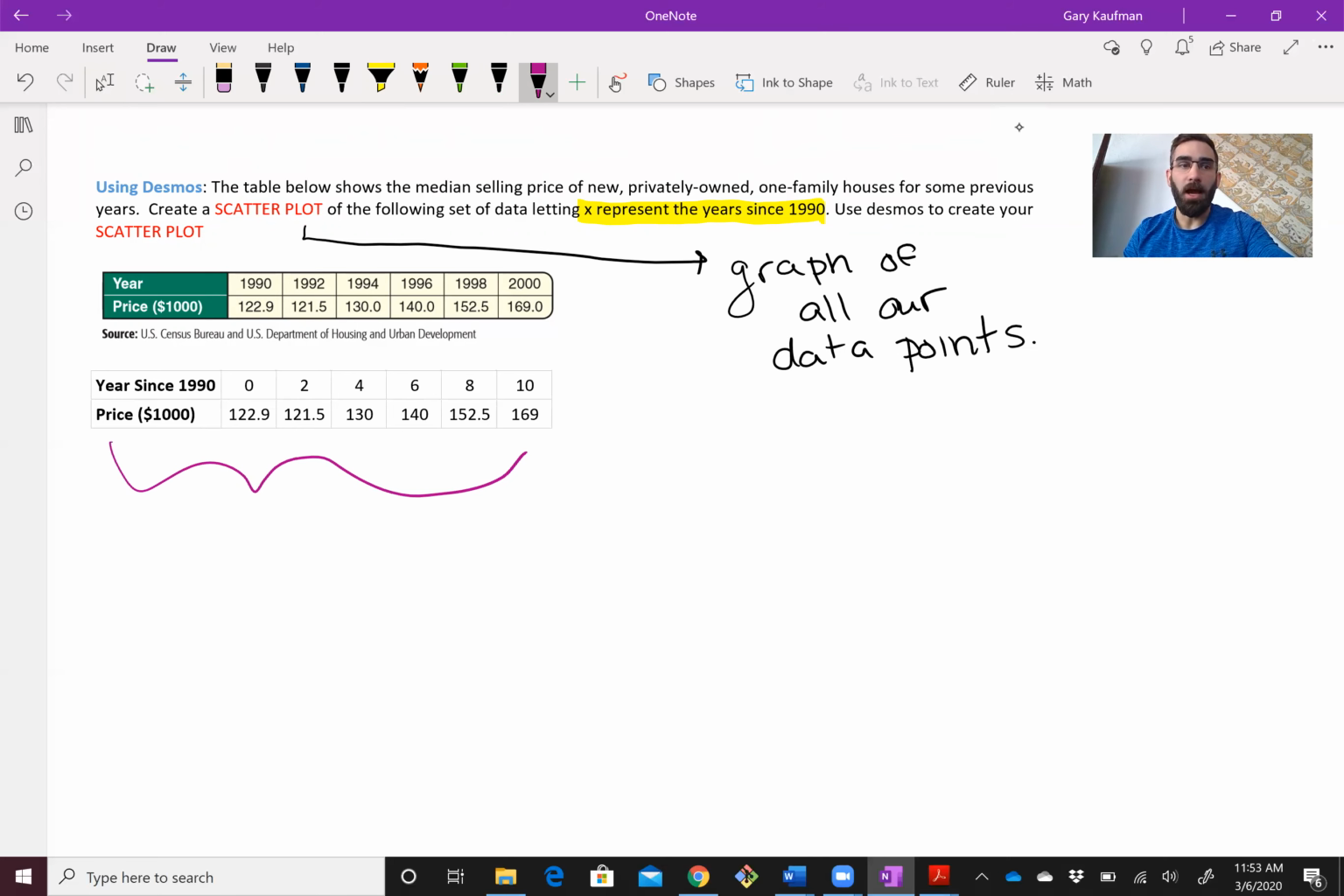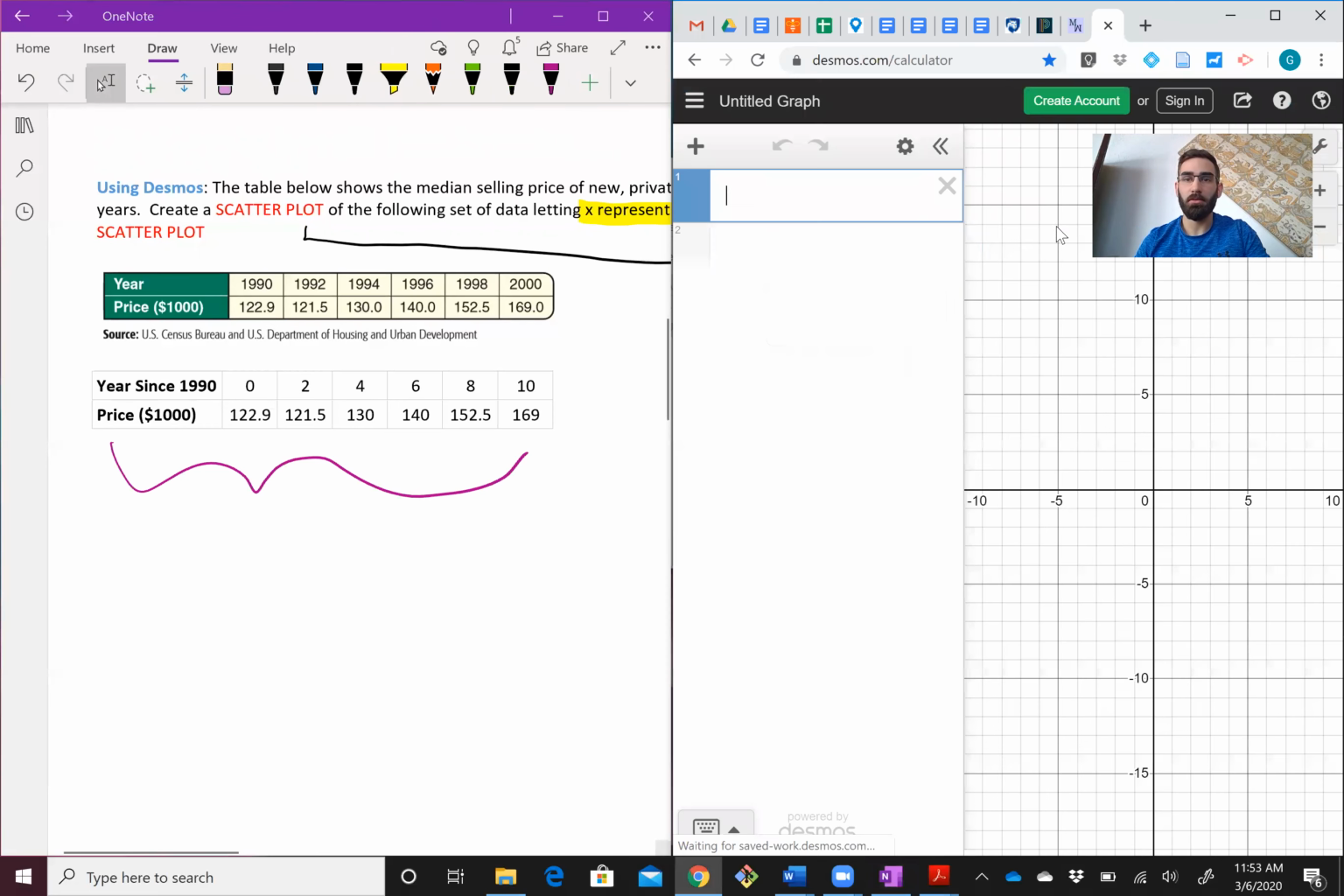Now, I am going to be splitting my screen with Desmos in one half and this table in the other. So now you're going to be able to watch how we do this. The first part's really easy. To make the scatter plot, I hit my parentheses, 0, comma, 122.9. Now, what I like is this lovely label here. So I'm going to label it A.